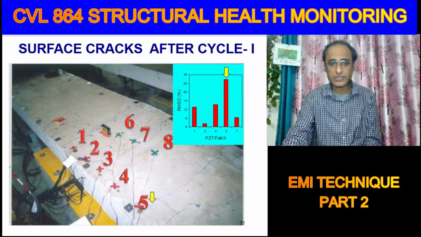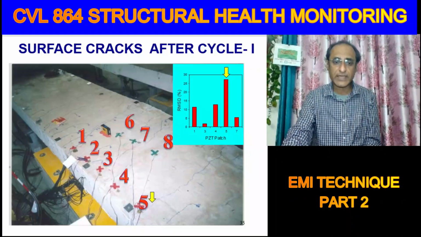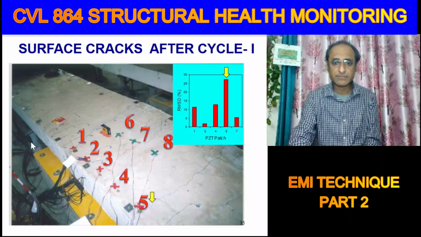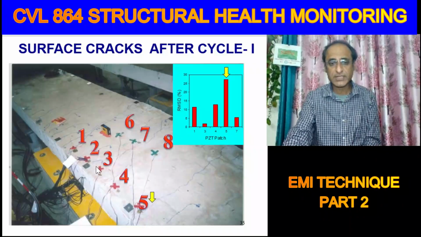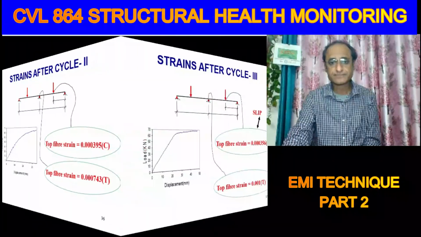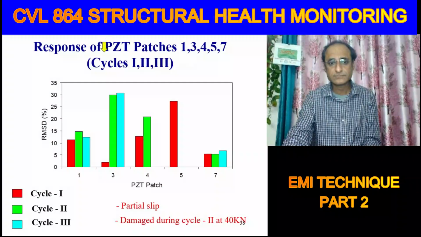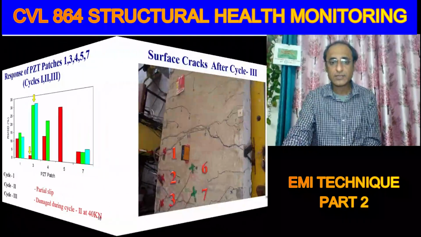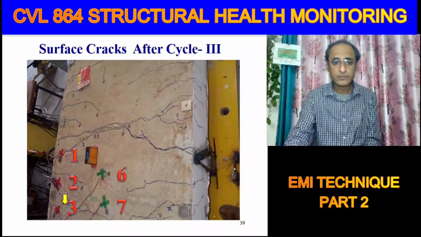Because now you can see some of the cracks, like a crack is just passing very close by patch number 5, and near patch number 3 there is no crack, but yes, in the next stage there would be some crack near patch number 3 also. So now a new crack has occurred near patch number 3. So now you can see this crack.